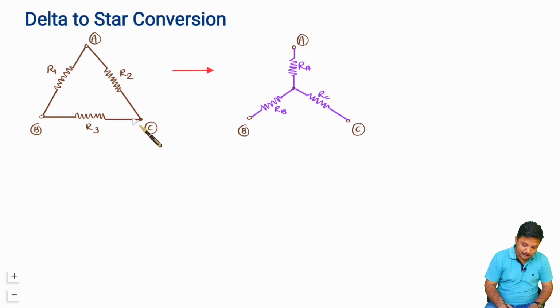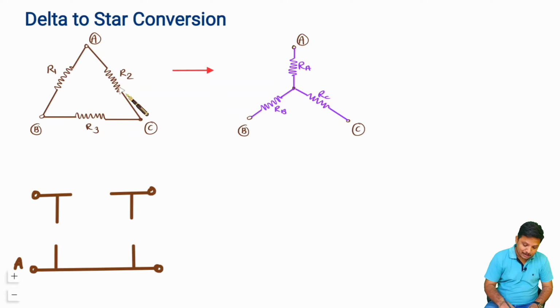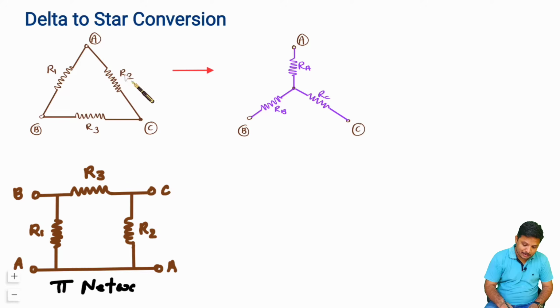Why? The reason is you can rearrange this resistance R1, R2 and R3 in a pattern of pi network. You can see it over here. It is connected in form of pi network. So connection of delta and pi, that is same. That's why this is also referred as pi network.